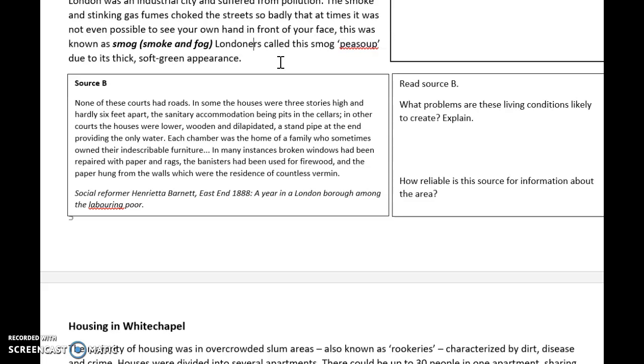In other courts, the houses were lower, wooden and dilapidated. So that's my word from last lesson, basically means run down. A standpipe at the end providing the only water. Each chamber was the home of a family who sometimes owned their indescribable furniture. In many instances, broken windows had been repaired with paper and rags. The banisters had been used for firewood, and the paper hung from the walls, which were the residence of countless vermin.